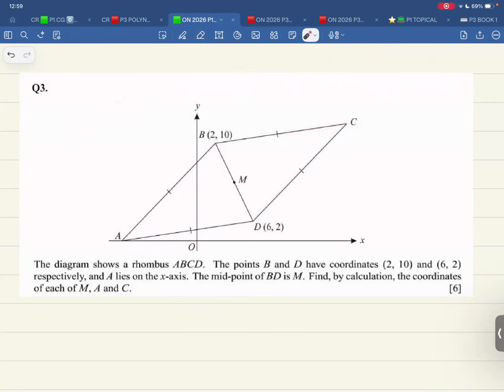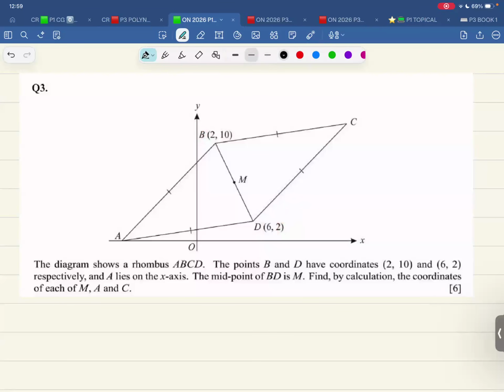Now it says the diagram shows a rhombus ABCD. The points B and D have coordinates such and such. That's B, that's D. A lies on the x-axis. Midpoint of BD is M. Find by calculation, not by drawing, the coordinates of each of M, A, and C. 6 marks, 6 minutes maximum.